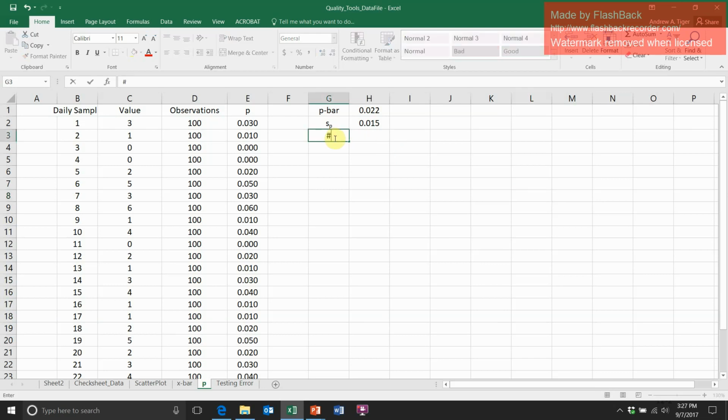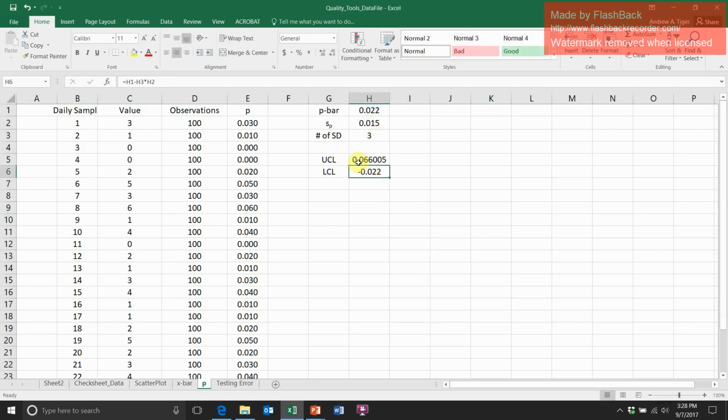Now we need to decide how many standard deviations we want to use, and let's use 3. 3 is the most common. You can occasionally use something between 2 and 3. And then I'm going to calculate my upper control limit and my lower control limit. The upper is equal to the average plus 3 times my standard deviations. And then my lower is this minus 3 times my standard deviations.